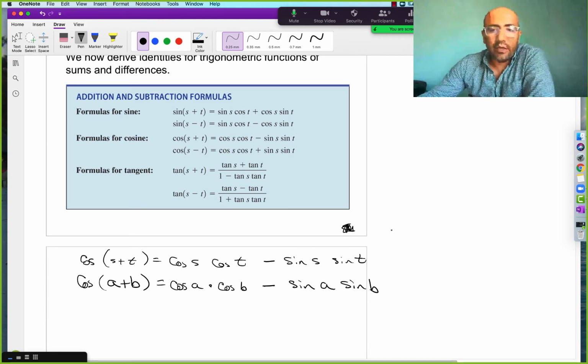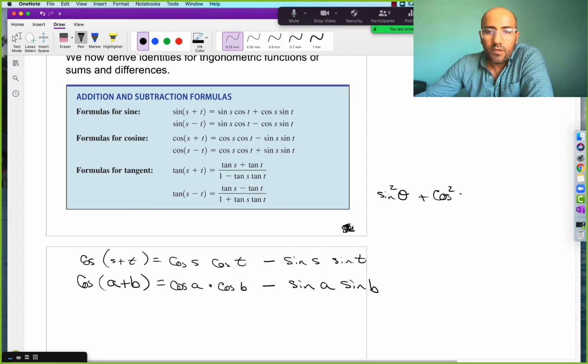Okay, so a couple of things I'm going to remind you of. We're going to use that sine squared of any angle theta plus cosine squared of any angle equals 1. It doesn't matter what that angle is, right? As long as they're the exact same angle, this statement is going to be true.